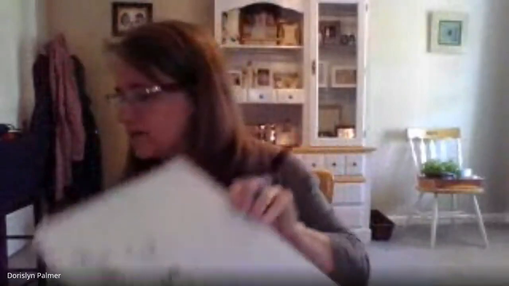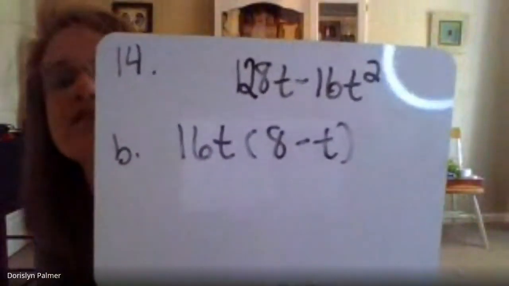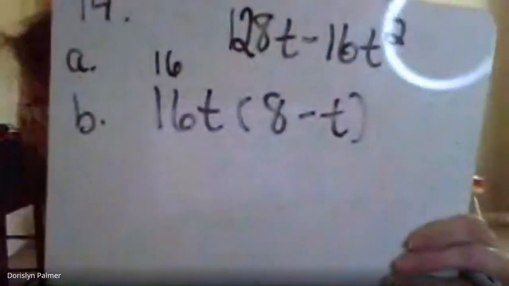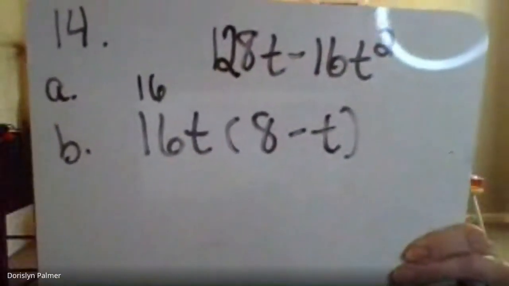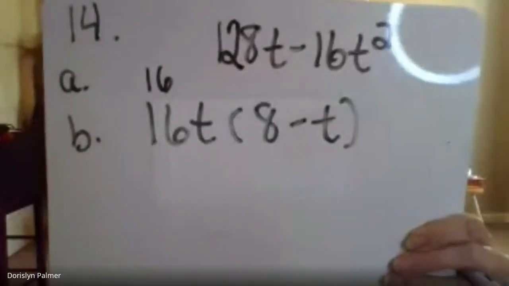Perfect. 16t in parentheses 8 minus t. I guess that was kind of for part B. I jumped a little bit. Good work, Karen. Okay. Part A, they said, what is the greatest common factor of each term? And so for part A, the answer was 16. But Karen got that because that's what she used in part B. So part A is 16. Part B is that factored part that Karen said, 16t times the quantity 8 minus t. The next part says, will the height of the rocket be greater after 4 seconds or 6 seconds?